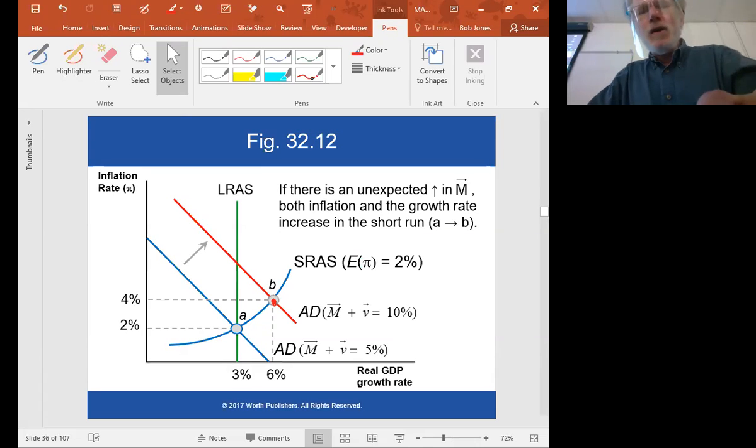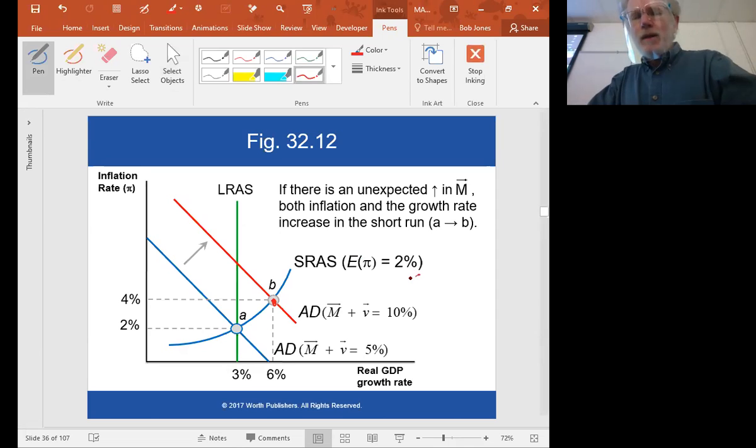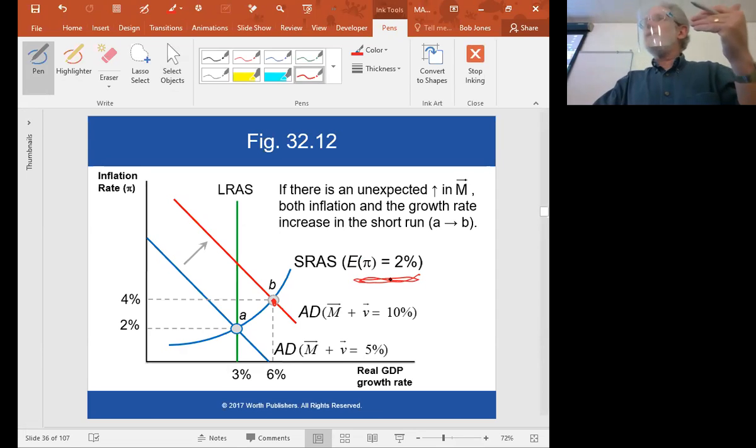We're starting out again with the assumption that everybody's expecting 2% inflation. So wages are going to be going up by 2%. But for whatever reason, here it says assume there's an unexpected increase in money growth. So the Fed starts increasing the money supply faster. That shifts aggregate demand to the right. And you can see the new equilibrium is going to be here. That means inflation is going to be 4%. Everybody was expecting 2% inflation, but we're getting 4% inflation.